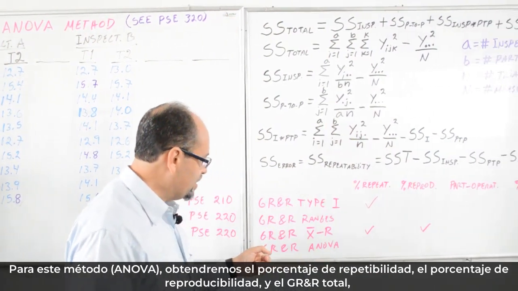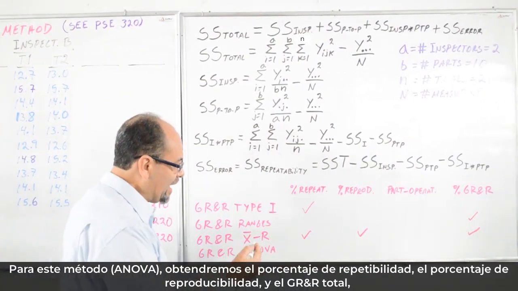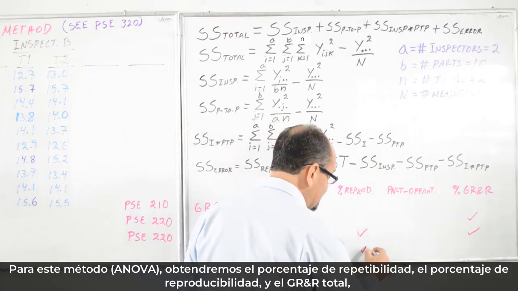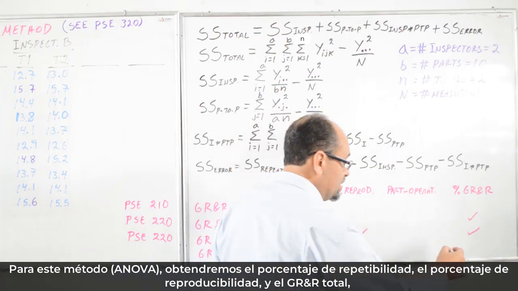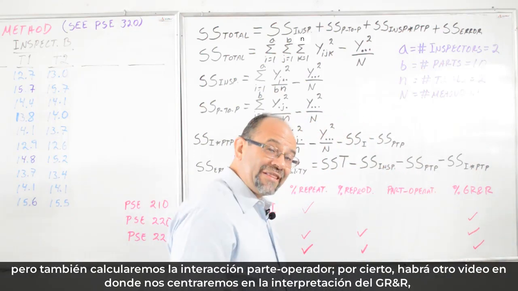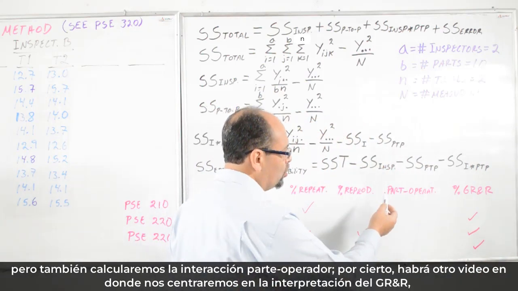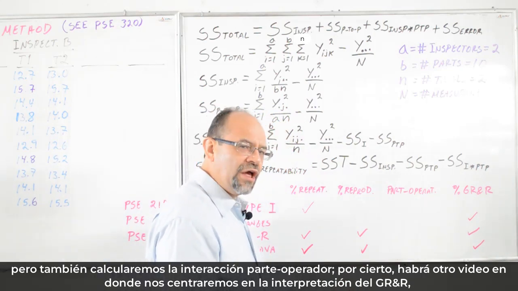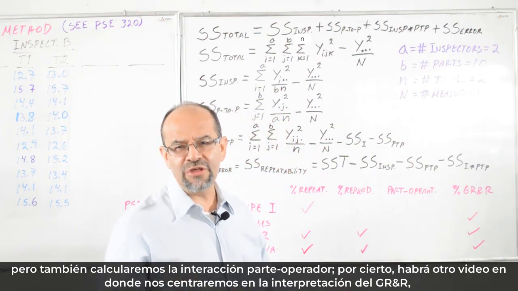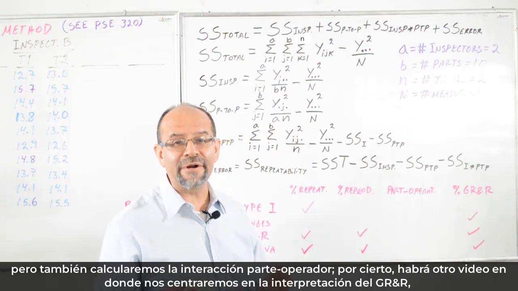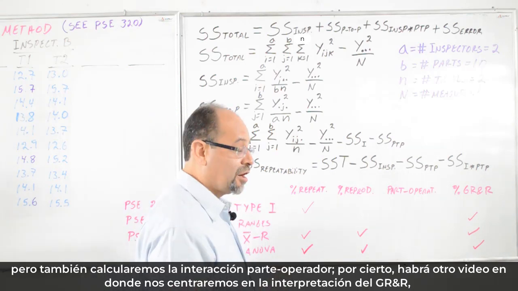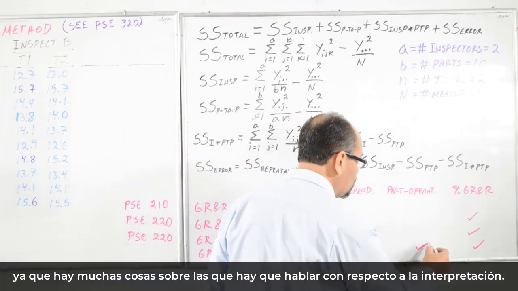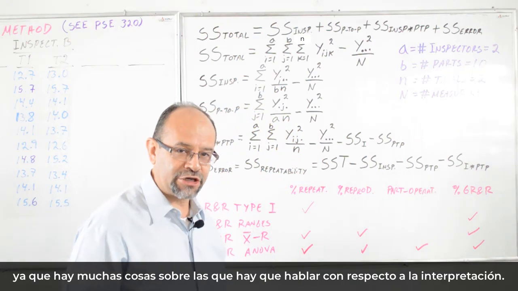For this method, the ANOVA method, we are getting the percentage of repeatability, the percentage of reproducibility, the total GR&R, but in addition, we are also obtaining the interaction part operator. By the way, there will be another video focused on the interpretation of the GR&R, because there are many things to talk about in the interpretation. So in addition, we are going to get this interaction.